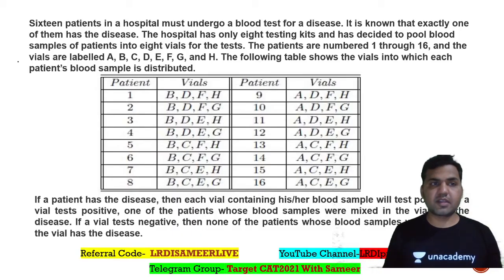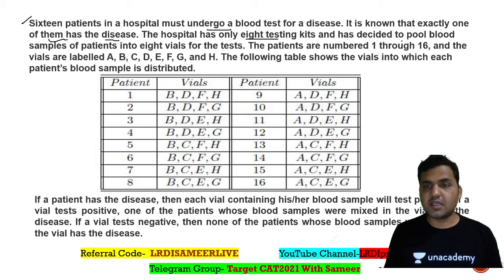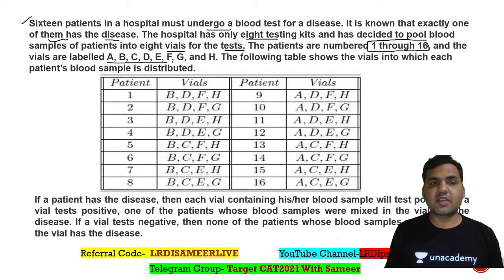Let's have a look at the set. Now, let's quickly go through the information first. It says 16 patients in a hospital must undergo a blood test for a disease. It is known that exactly one of them has the disease. The hospital has only 8 testing kits and has decided to pool blood samples of patients into 8 vials for the tests. The patients are numbered 1 through 16 and the vials are labeled A, B, C, D, E, F, G, H. The following table shows the vials into which the patient blood sample is distributed.